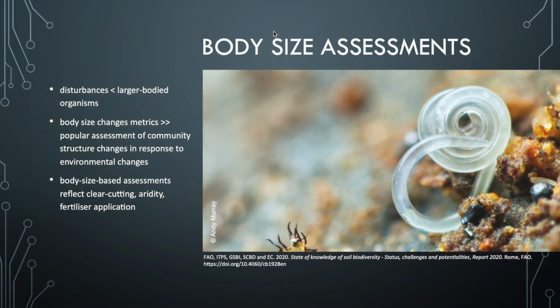The body size of nematodes is also a tool that can be used, because disturbance actually reduces the larger bodied organisms. So oftentimes when the soil is plowed, for example, a lot, it may completely remove predatory and omnivorous nematodes, the larger nematodes. Body size changes metrics is another popular assessment of community structure changes in response to environmental changes.